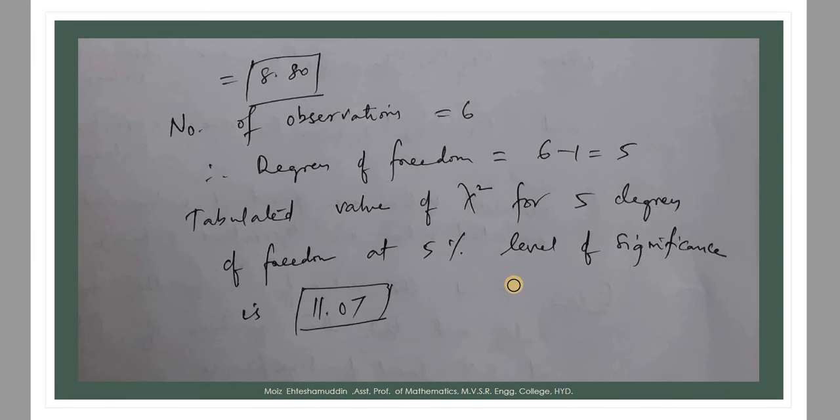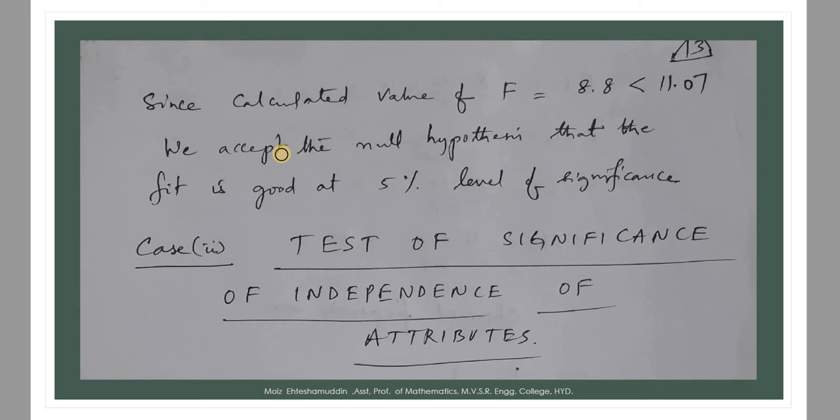So because of that we accept the null hypothesis that the fit is good at 5% level of significance. Chi-square test is also used in checking whether there is a dependence or independence in the attributes. Now test of significance, this is case 2.